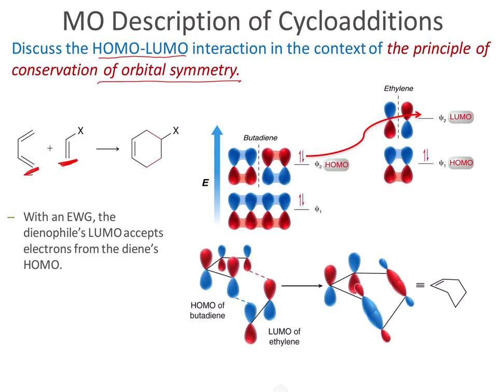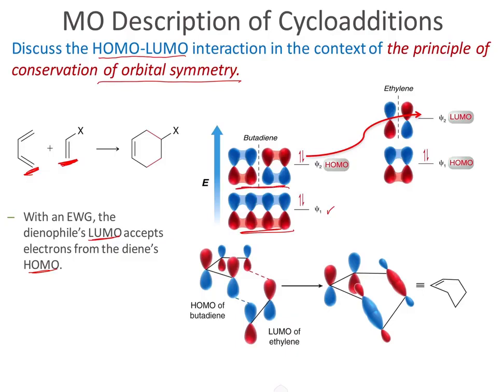So the dienophile's LUMO accepts the electron from the diene's HOMO. So we need to draw the HOMO and the LUMO for each of these. If we start from butadiene, that is 4 carbon atoms. So we can draw psi 1, which has 0 nodes. Psi 2 has only 1 node.